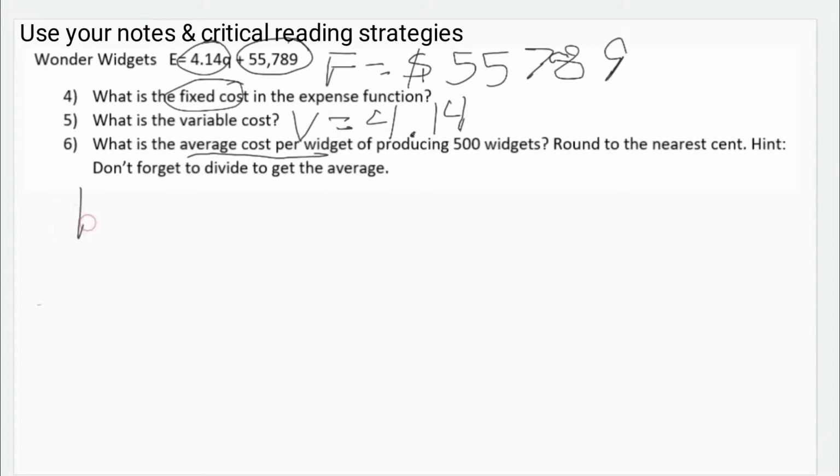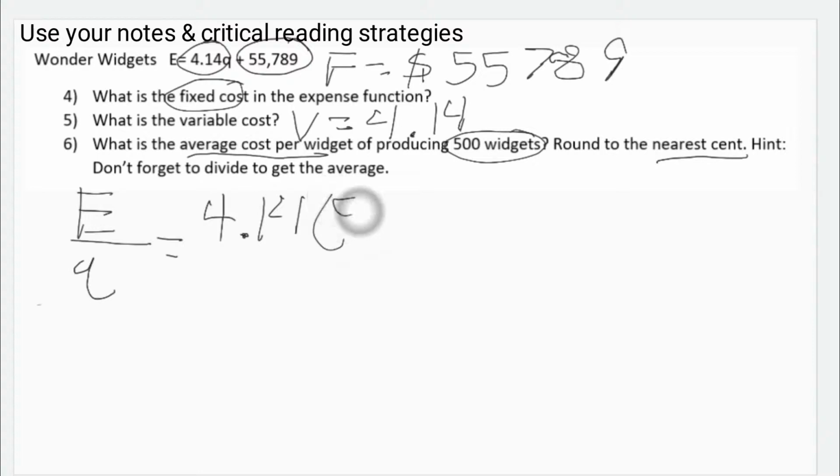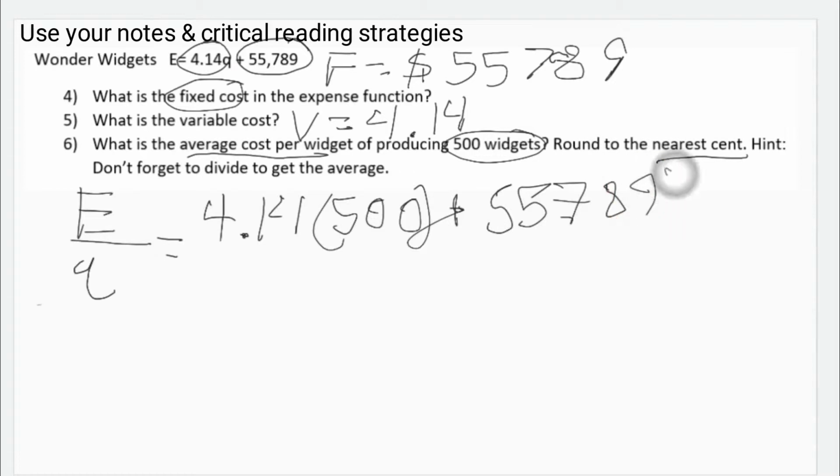What's the average cost? So remember, average cost is going to be the expense divided by the quantity. So for 500 widgets, so our quantity is 500, round to the nearest cent, so that's 2 decimal places. So we're going to go ahead and substitute in. So we're going to have $4.14 times 500 plus 55,789. Remember, we have to do that first before we divide by the 500.